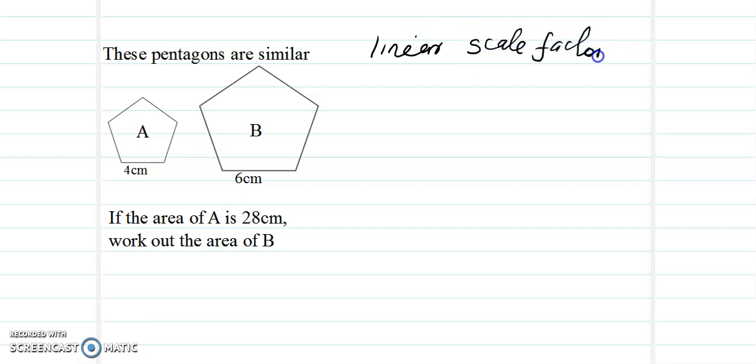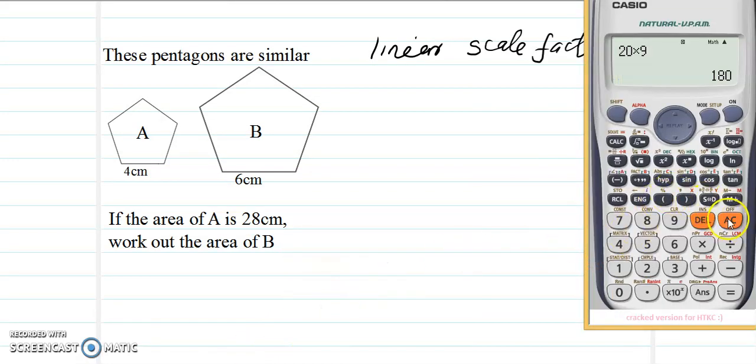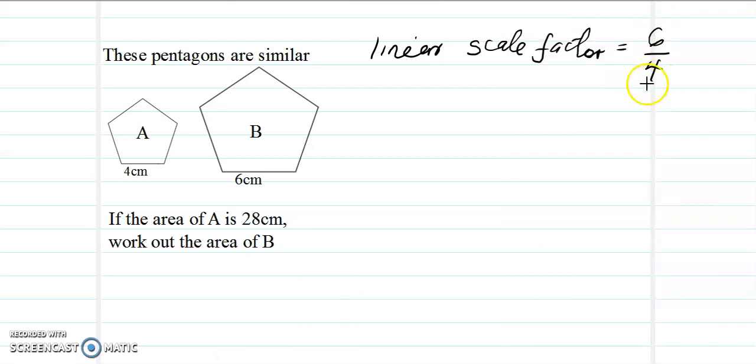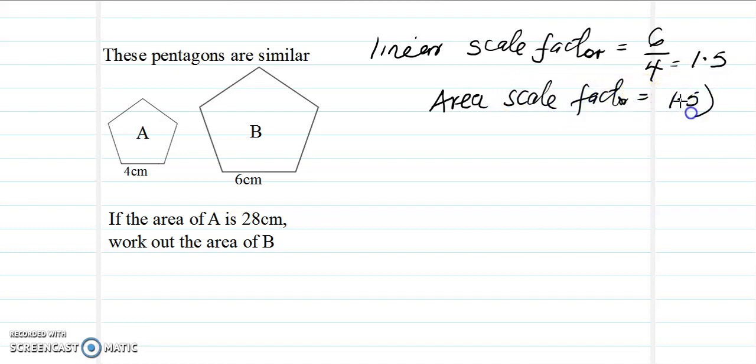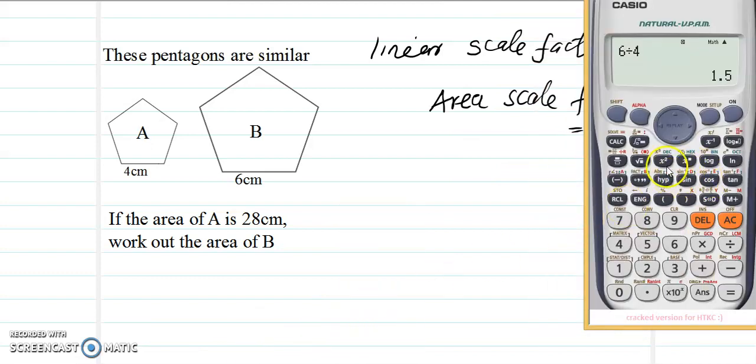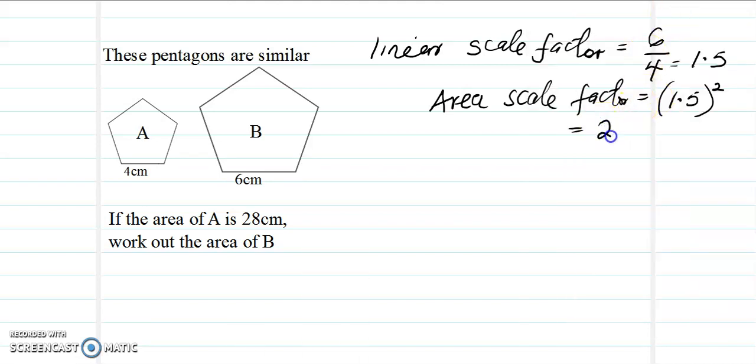And the linear scale factor simply means the large one divided by the small one. 6 divided by 4. So if I divide 6 by 4, we have 1.5. So 1.5 is the linear scale factor. Then to obtain the area scale factor, I'm going to find the square of the linear scale factor, and the square of the linear scale factor now gives me 2.25.